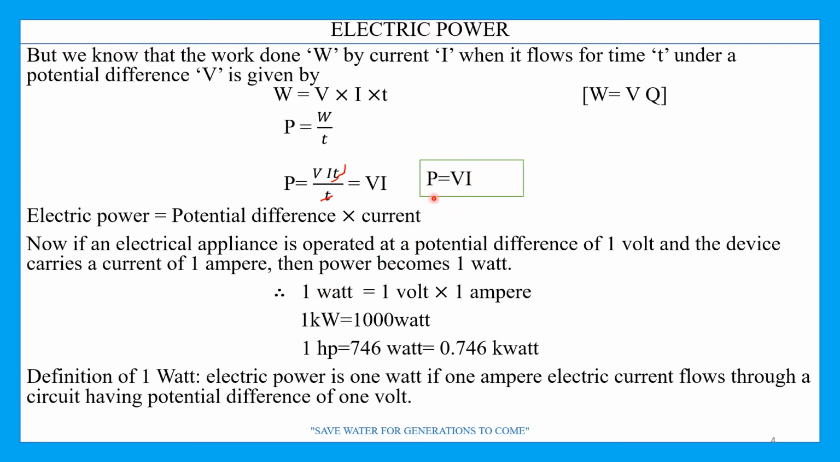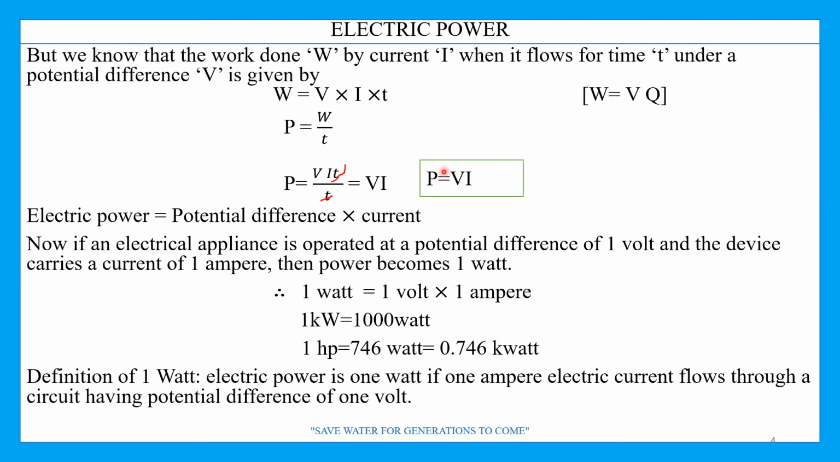So here from this formula, P is 1 watt, V is 1 volt and I is 1 ampere. So we get 1 watt equals 1 volt into 1 ampere. This is the relationship between watt, voltage and ampere. And another bigger unit of watt is kilowatt, and 1 kilowatt is equal to 1000 watt, right? And one more unit, 1 horsepower is equal to 746 watt, and if we convert into kilowatt, it comes out to be 0.746 kilowatt.